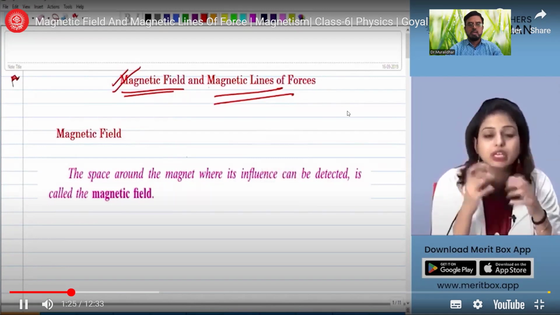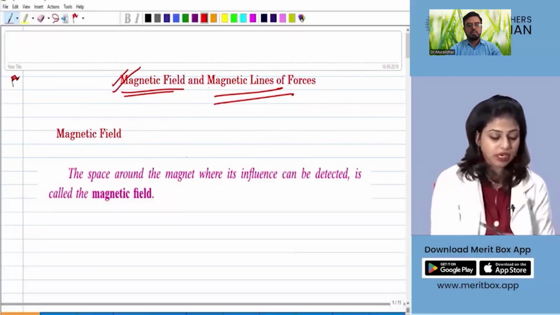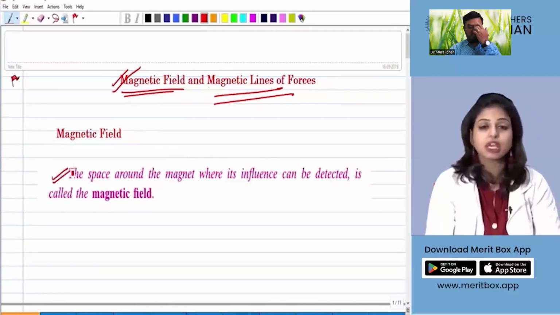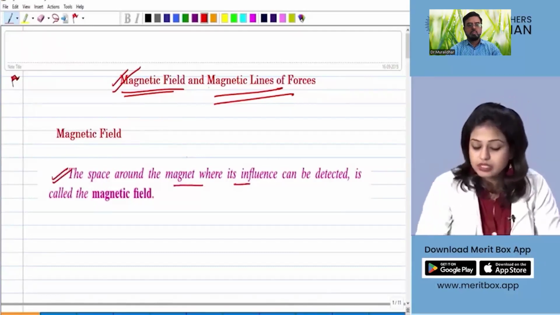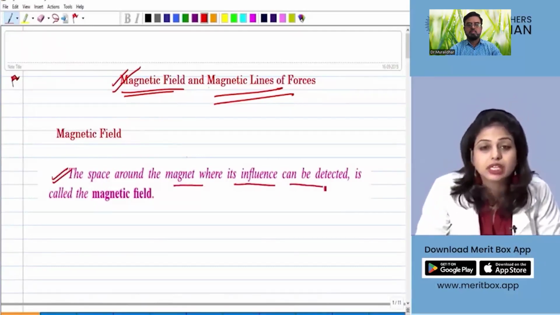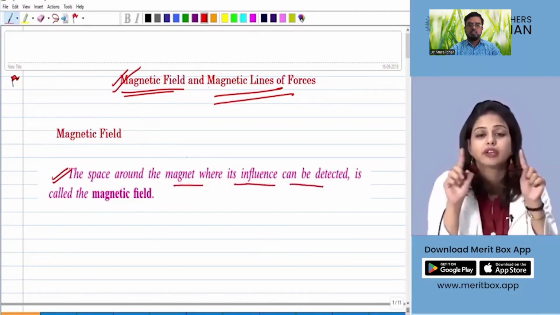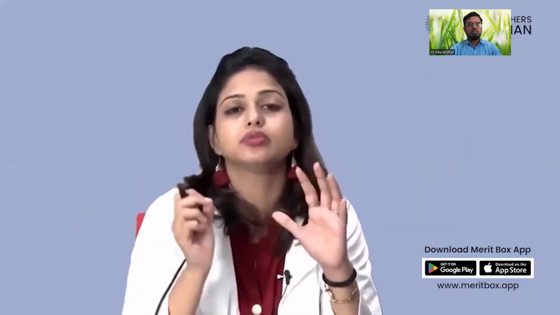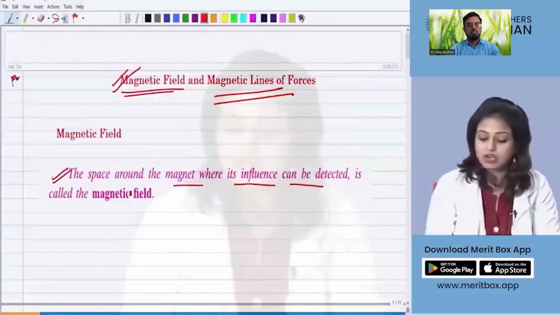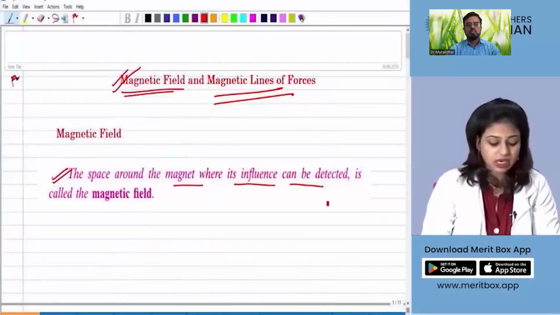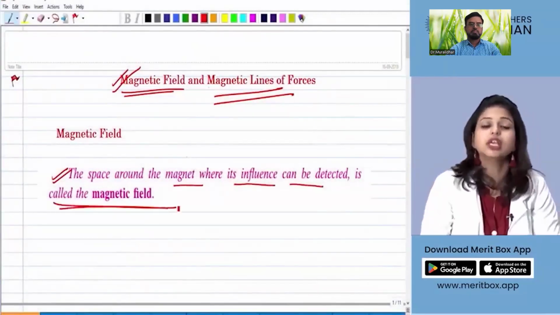Get the meaning of magnetic field. Now, magnetic field is defined as the space around the magnet where its influence can be detected. That means the place or the area around the magnet in which any magnetic material comes, it will get attracted to the magnet. So, the space around the magnet where its influence can be detected is called the magnetic field.